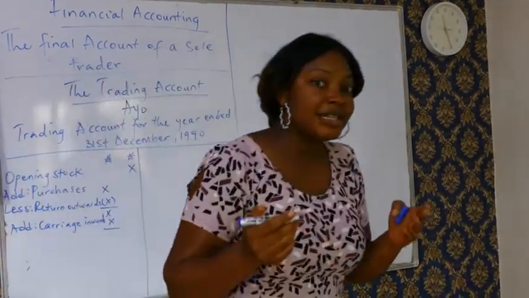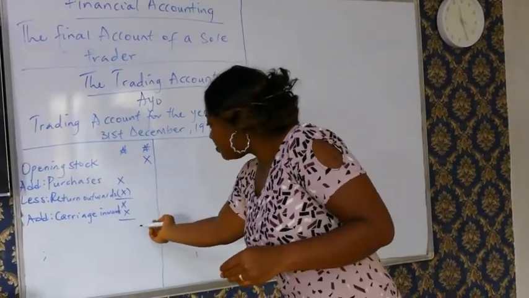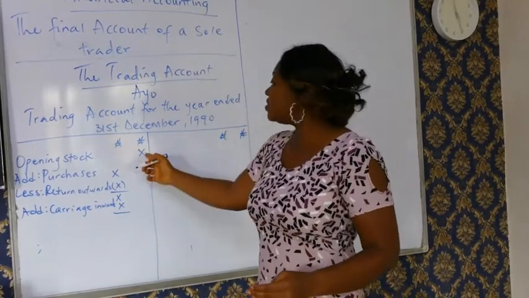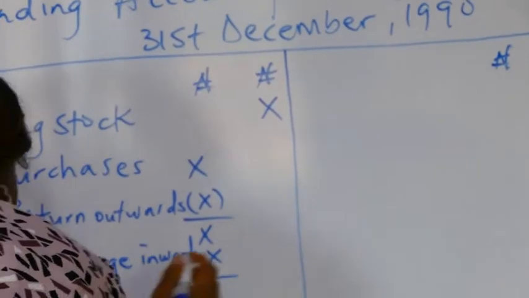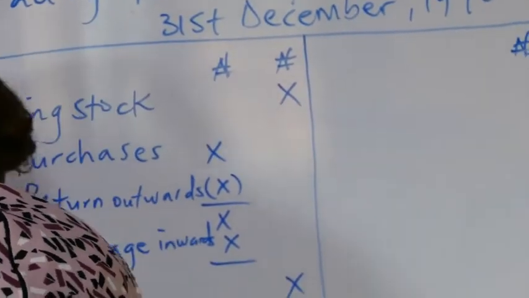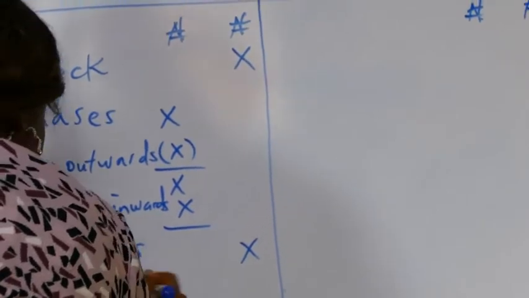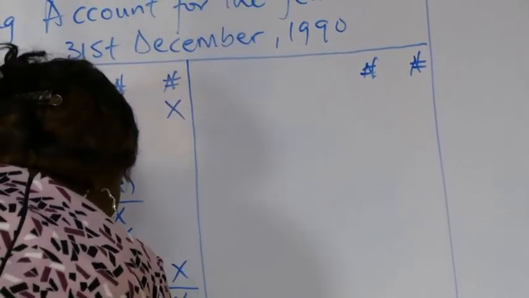When we add carriage inwards, we have our net purchases, which will be on the second naira, so that we can add it to the opening stock. This is the net purchases. We add it to the opening stock to get this figure.